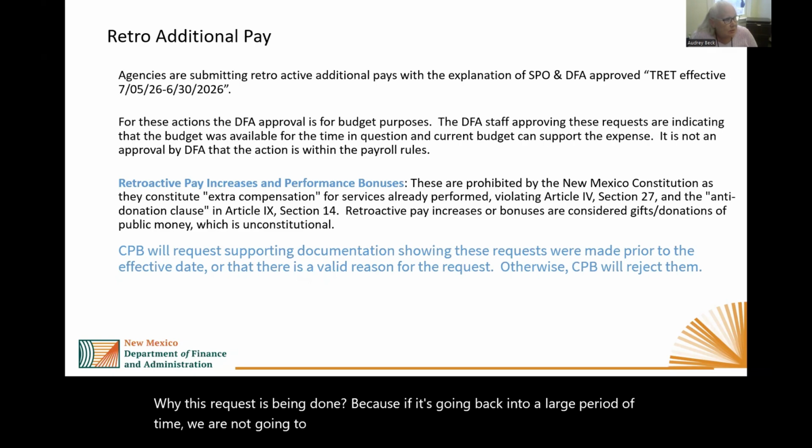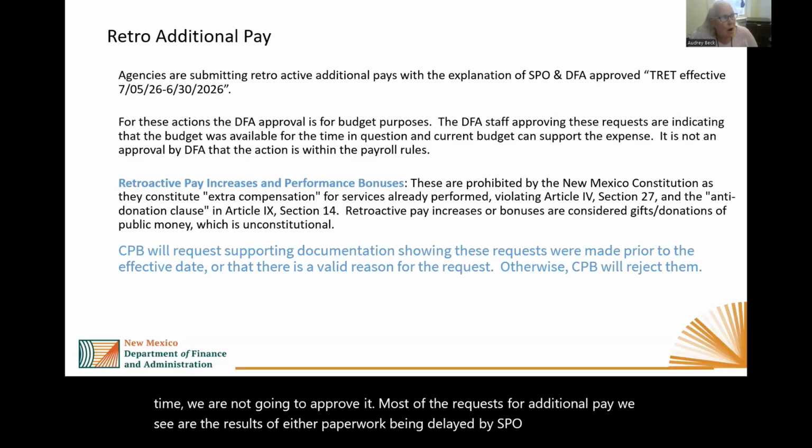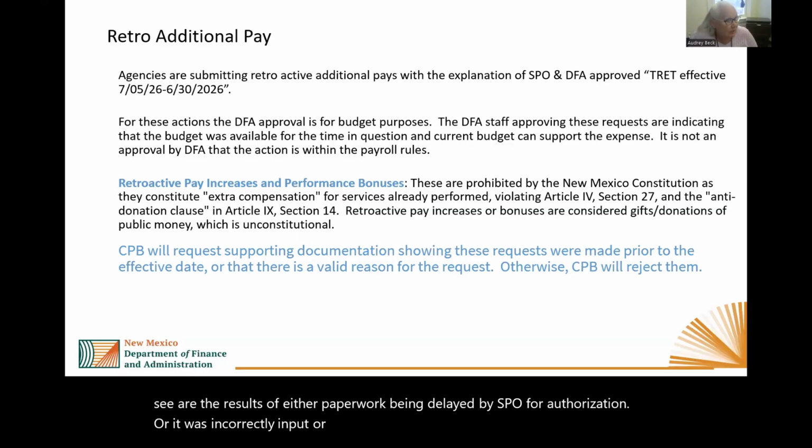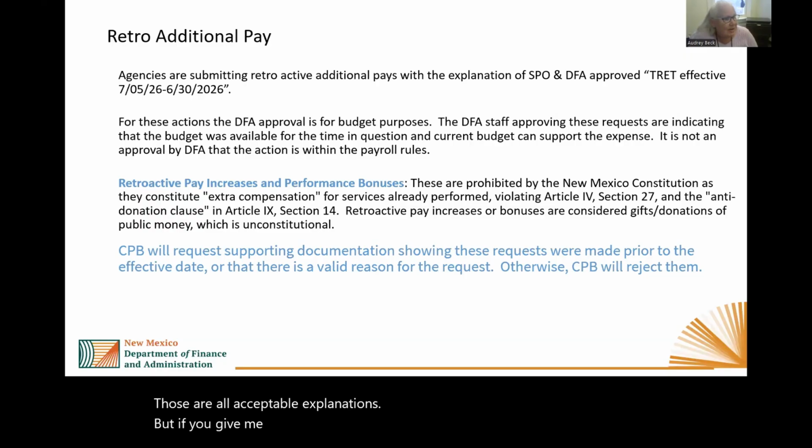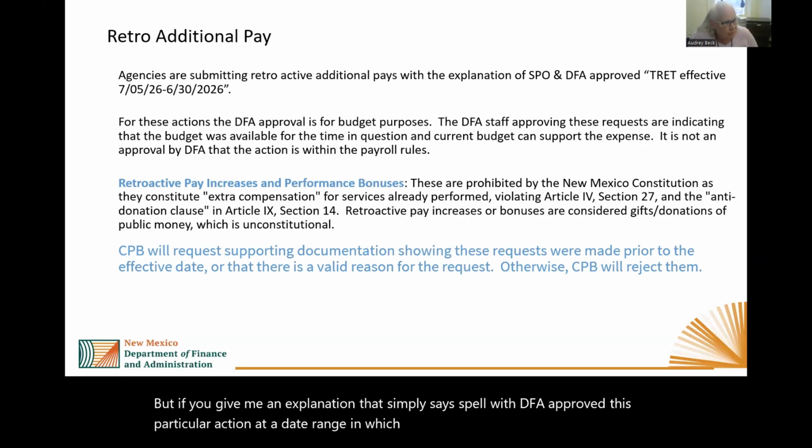Most of the requests for additional pay we see are the results of either paperwork being delayed by SPO for authorization, or it was incorrectly input, or it was inadvertently missed and never got input. Those are all acceptable explanations. But if you give me an explanation that simply says SPO and DFA approved this particular action and a date range in which they approved it, and there is no other supporting documentation, it will be returned.